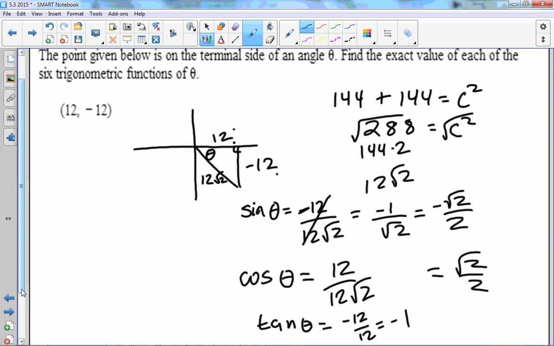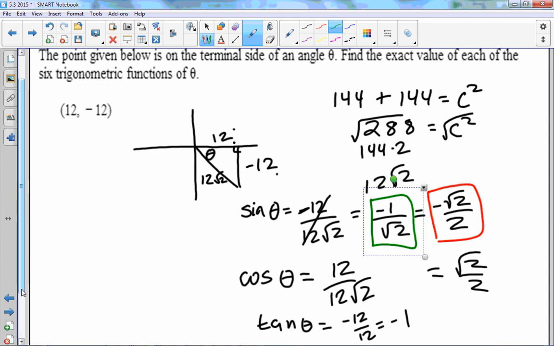Okay, now let's talk about the reciprocal functions. When I do the reciprocal ones, think about this: what's smarter? Would I take the reciprocal of this? Right, we would take the reciprocal of this one, wouldn't we? Because if I took the reciprocal of that one, I wouldn't have to rationalize.